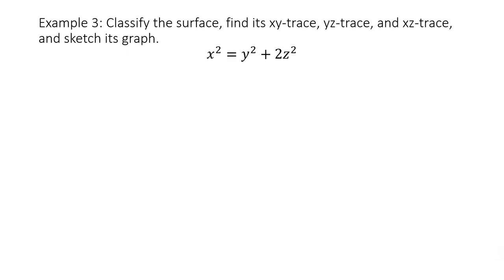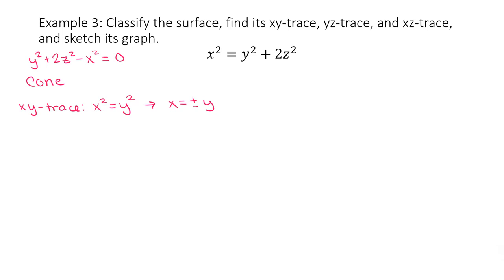All right, let's do another one that's similar. Same instructions, different equation. Classify the surface. Find its XY trace, its YZ trace, and its XZ trace, and sketch its graph. For this particular equation, the x, the y, and the z are all squared. So all of the variables are squared. There's no constant term. If I were to put all the variables on one side, it equals 0. And so that would be my cone. The cone is the example where there is no constant term.